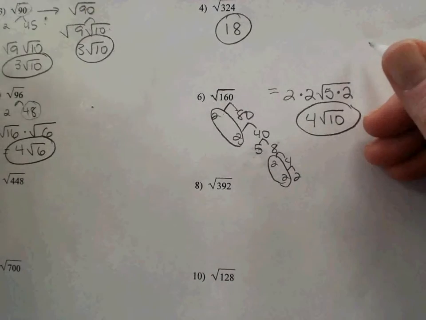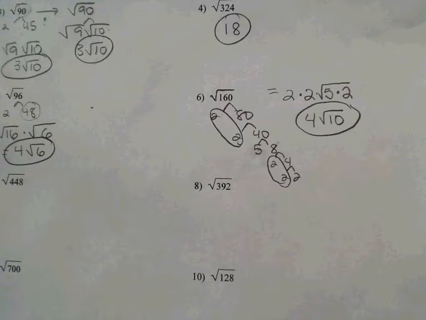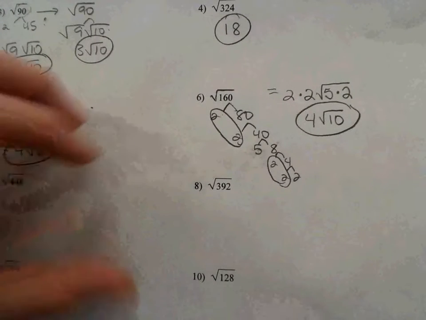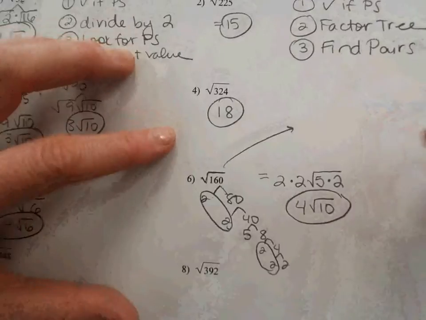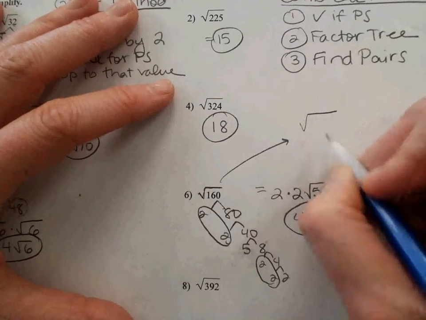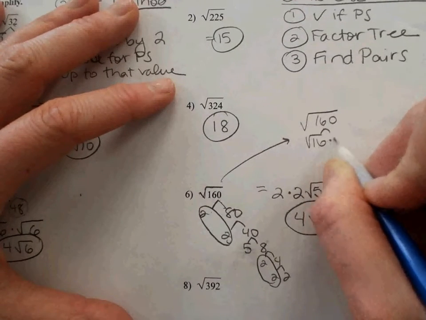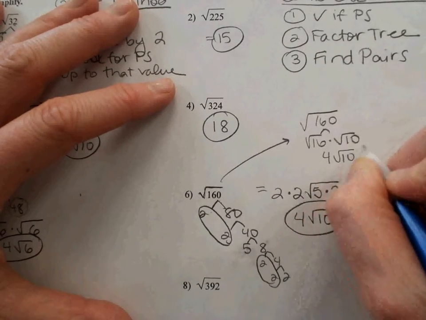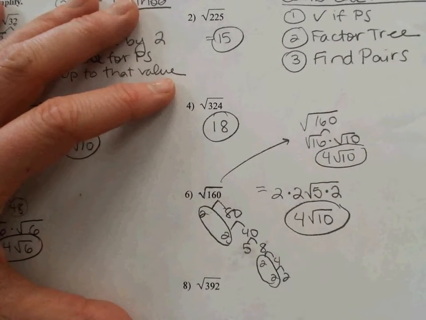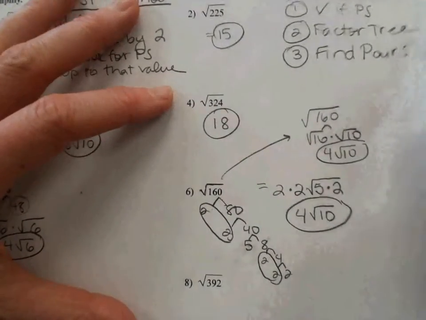So if you're having trouble with the GPSF method of finding that perfect square factor, you can always try this option. Now some of you might have said, well, 160, I first think of 16 and 10. So you could have said that right off the bat. It is 4 radical 10. But you might not have noticed that, in which case the jailbreak method is good.